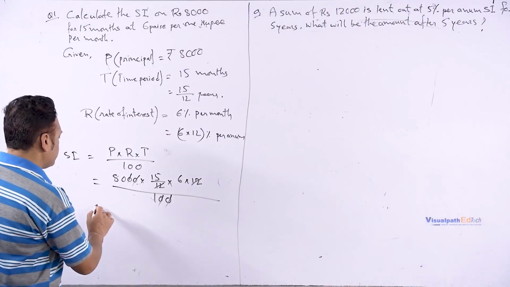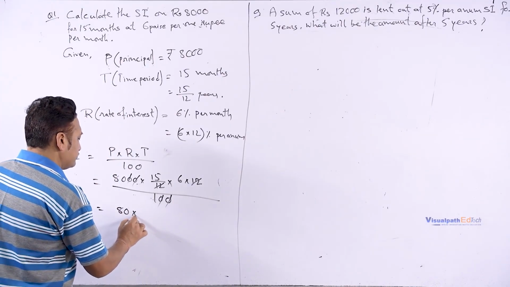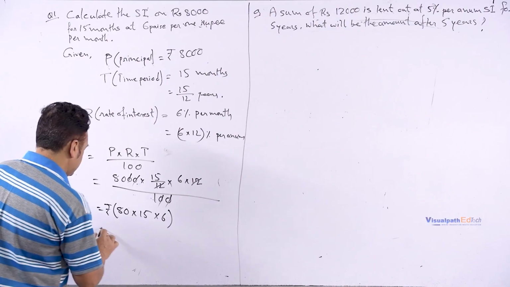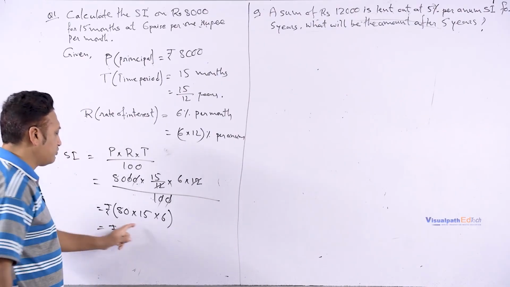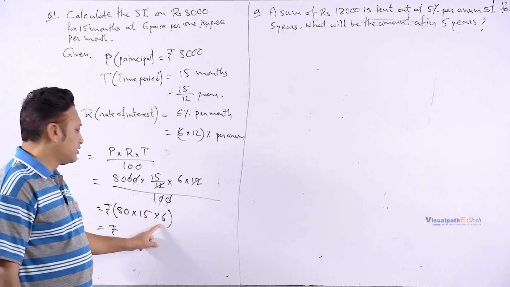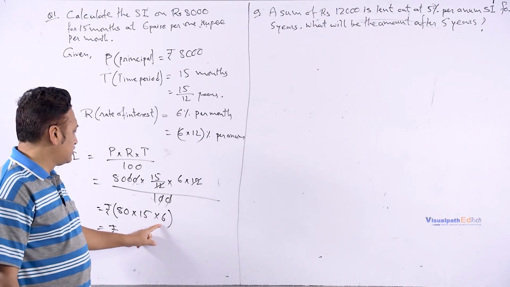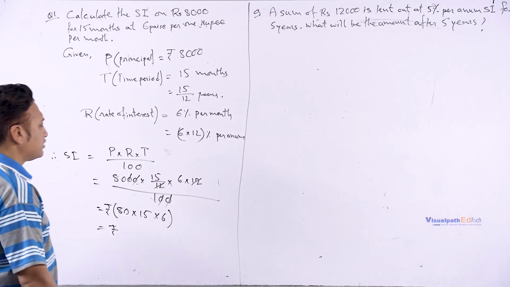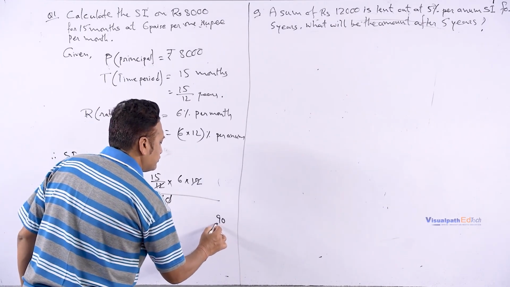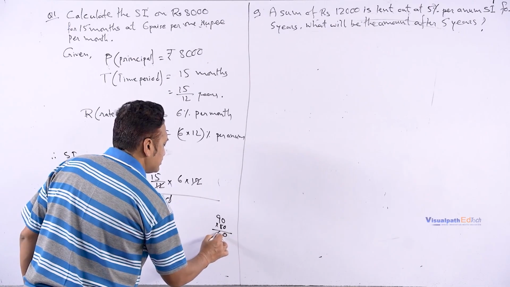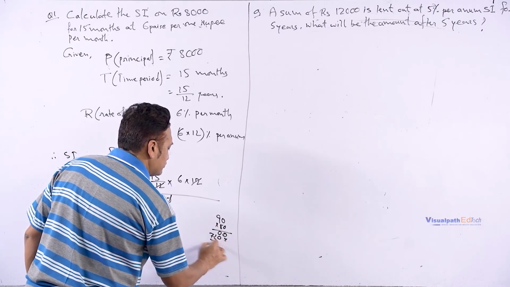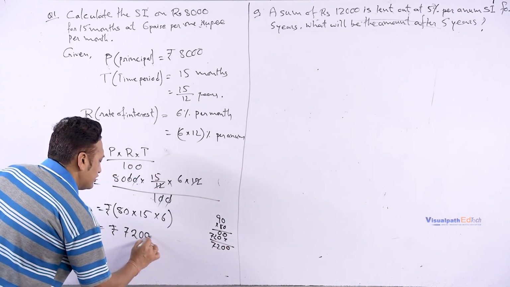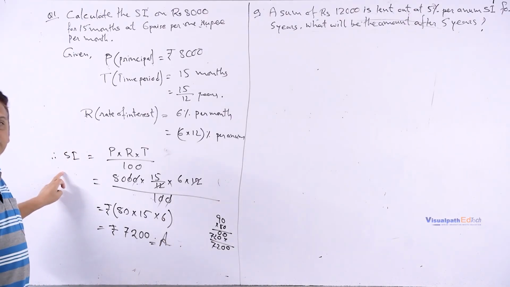So, what we will be left with is 80 into 15 into 6, and this will be in rupees. If you multiply 15 into 6, how much is it? 90. 15 into 6 is 90, and 90 into 80 will give us 7,200. So, we are going to get rupees 7,200. So, that is the answer for simple interest.